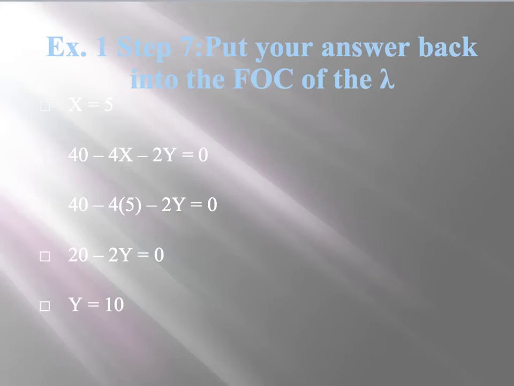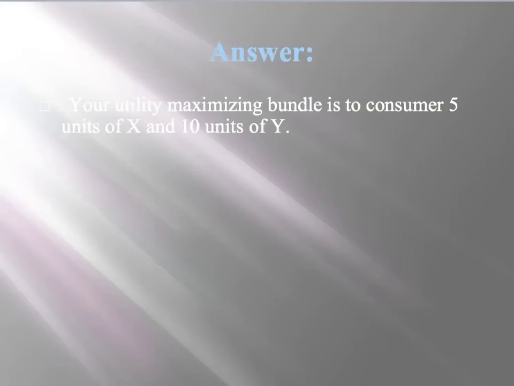So what we can do is we have 40 minus 20 in this situation right here is going to end up equaling 20 minus 2y equals 0. And then what you can do is take the y's over to the other side of the equation and divide by 2, and you end up with y is equal to 10. So y equals 10 in this constrained optimization from our first example.